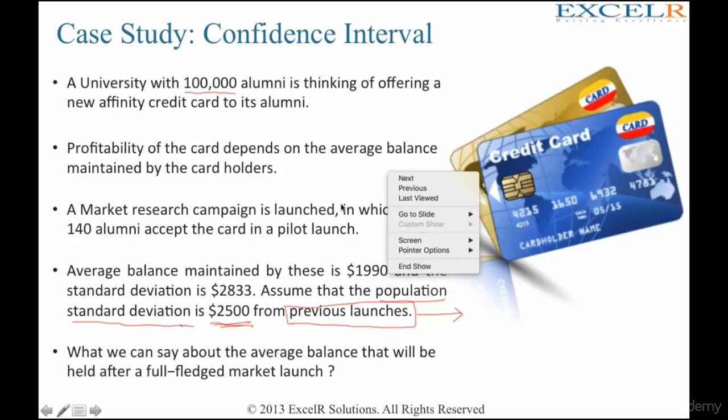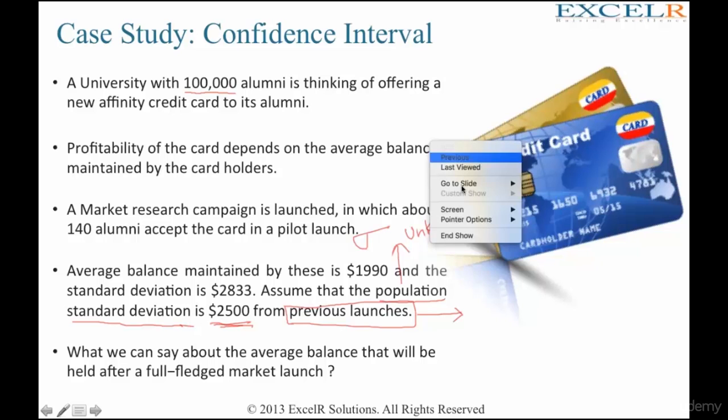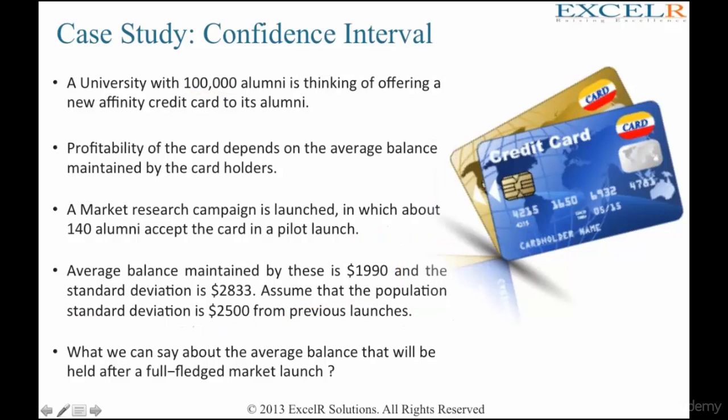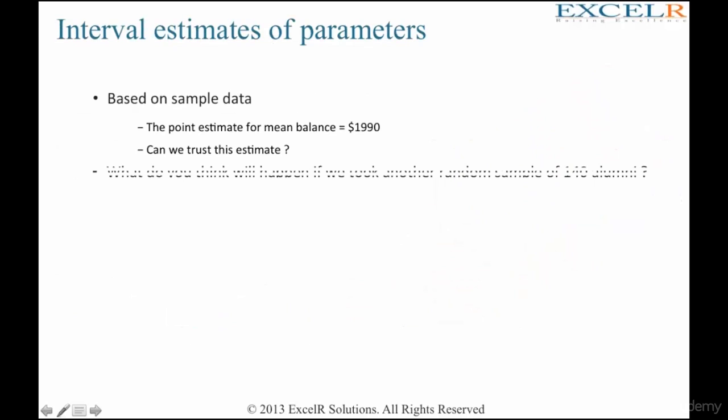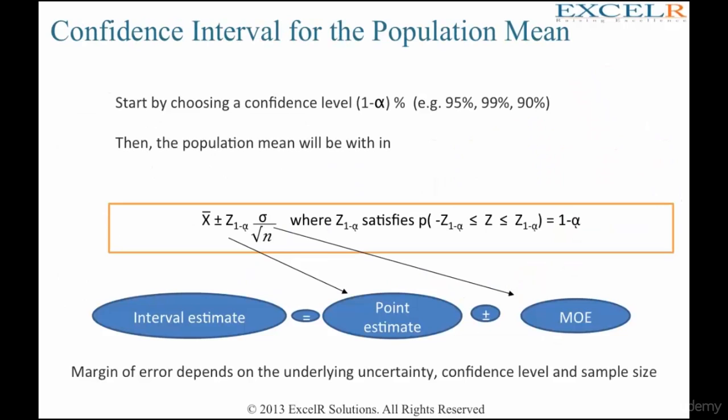In such a scenario, this value, population standard deviation, which is sigma, would be unknown. You'll not come to know about sigma, right? Then what do you do? Then this formula does not apply or does not hold good, because this formula is z1 minus alpha into sigma over square root n. If sigma is not known, then what would we do?